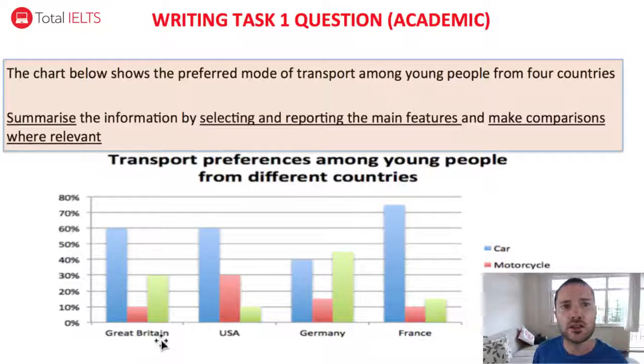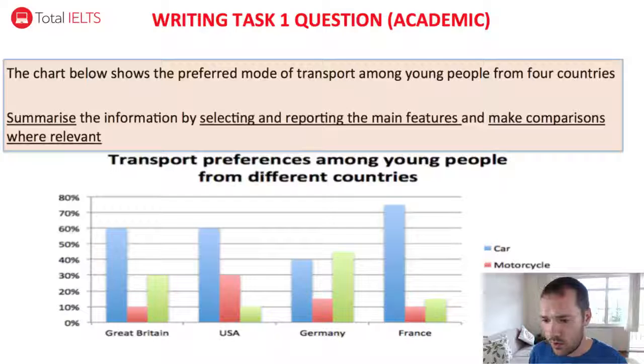You might also say that in Germany, the amount of young people who prefer cars and bicycles is pretty much the same. Now, you can't say that they're the exact same. You would say they are roughly the same. Okay. Now, it's important that you also give accurate information. And under each one of these main features, you're going to back it up with data from the actual bar chart. Okay. So you're going to give the percentage, okay, on the y-axis here. So there are 2 features.